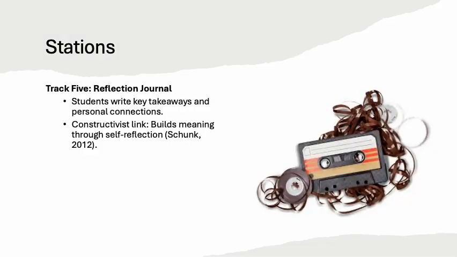And finally, Track 5 is a reflection journal. Students write about what they've learned, questions they still have, and connections to their own lives. This step emphasizes self-reflection and metacognition, essential elements of constructivist learning. It ensures that each student makes content personal and meaningful.